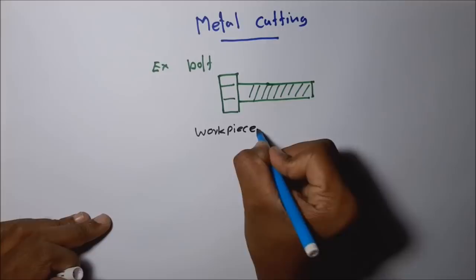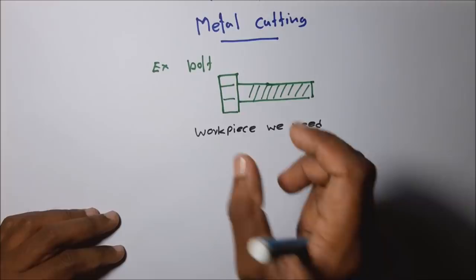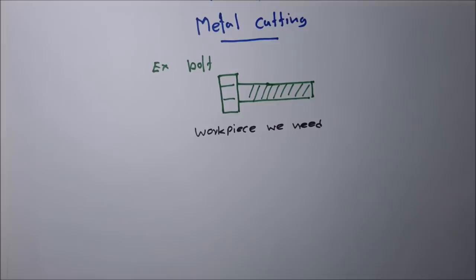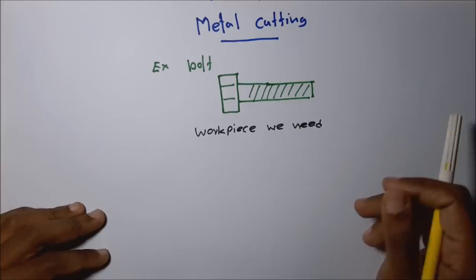Workpiece: we need the initial piece of material we take to manufacture this bolt, to hold the workpiece. So what can you say about selecting a workpiece? The first condition: the workpiece should be the same as the original material of the component. So then what can you say about the dimensions of the workpiece?